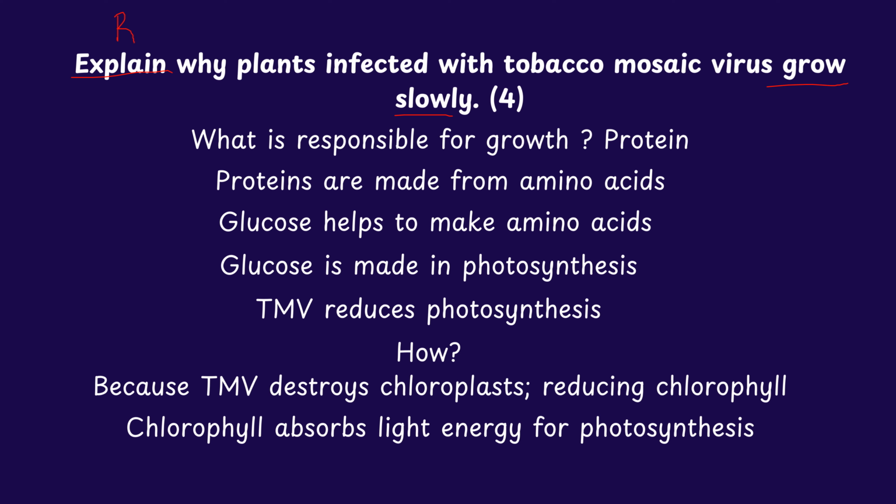So let's look at this now in a bit more detail. Students, we're looking at how TMV causes the plant to grow slowly. The TMV destroys the chloroplast, so it reduces chlorophyll.